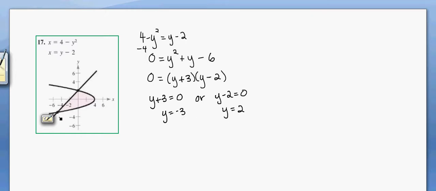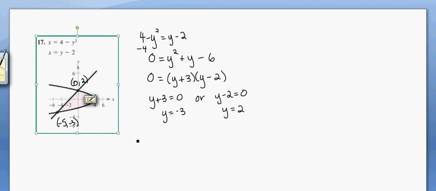So that tells me that this point down here is something comma -3, and this point right here is something comma 2, where those are my y values. Let's find the other something. When y is 2, we get x is 0. That's true up here too: 4 minus 2 squared is also 0. So either equation gives 0. When y is -3, -3 minus 2 is -5, so my x value is -5. You could check it in both equations and get the same two points.